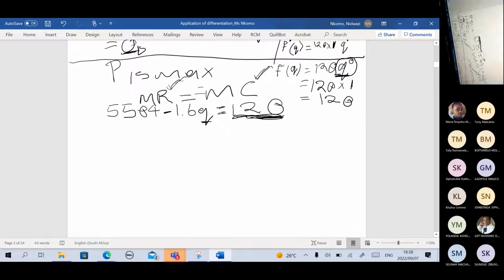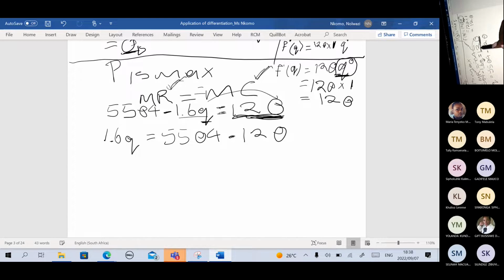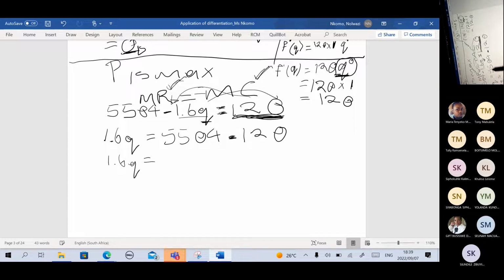To solve for Q, we need to make Q the subject of the formula. To do that, we'll have 1,6 Q is equal to, we transpose to the other side. So we have 1,6 Q is equal to 5504 minus 120, because we transpose. If you transpose to the other side, remember the sign changes. So that's why I have 1,6 Q instead of minus 1,6, and now I have minus 120 instead of 120. So this is what we have. And 1,6 Q would be 5504 minus 120.